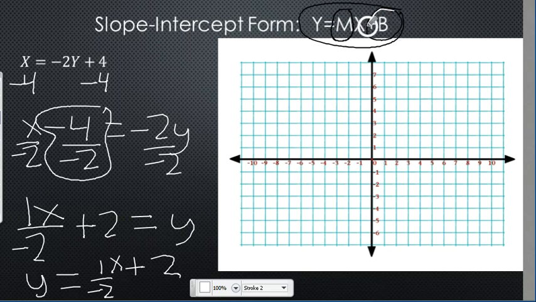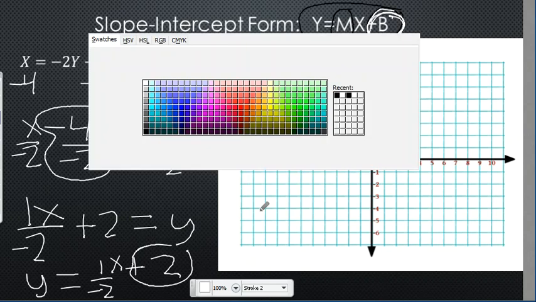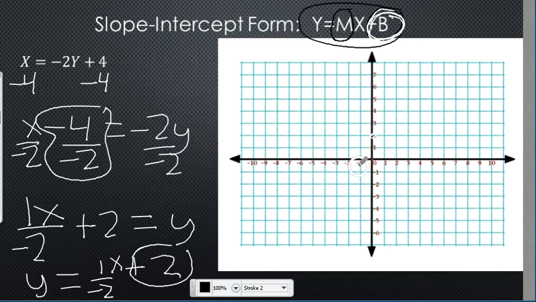Remember that whatever's in the place of your b, that is your y-intercept. So our y-intercept is 2. We're going to go up to 2 on the y-axis. I better do that in a different color. Let's do that in black. So we go up to 2 on the y-axis. That's our y-intercept. And then we use our slope, which in this case is 1 over negative 2.